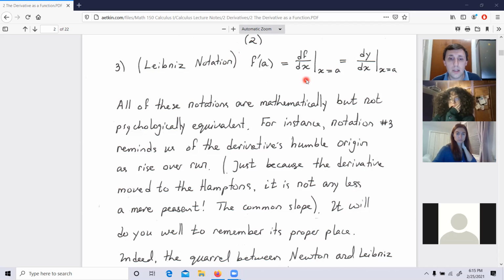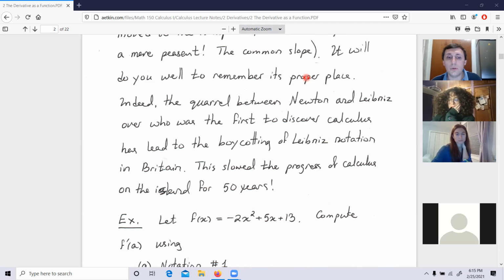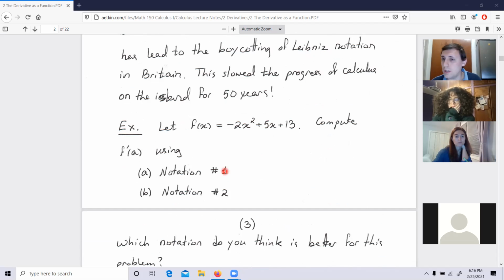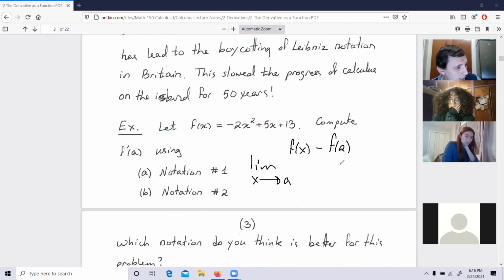Good. So let me try to illustrate the notations, guys. You see there is notation 1. It's the notation I taught you. Let's try to do this derivative using notation 1, please. Do you understand what I'm asking you to do? I'm asking you to calculate f prime of a. I'm asking you to calculate the limit as x goes to a of f of x minus f of a divided by x minus a. Calculate it using this notation. Let's see what happens.